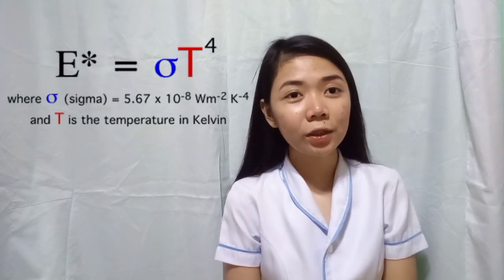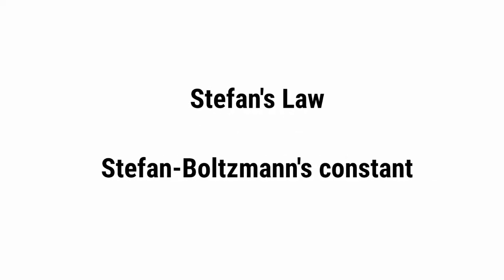In 1879, Joseph Stefan discovered something else about the blackbody radiation. The area under the curve is equal to another constant, sigma, times the temperature to the fourth power. This became known as Stefan's law, and sigma is known as the Stefan-Boltzmann constant.